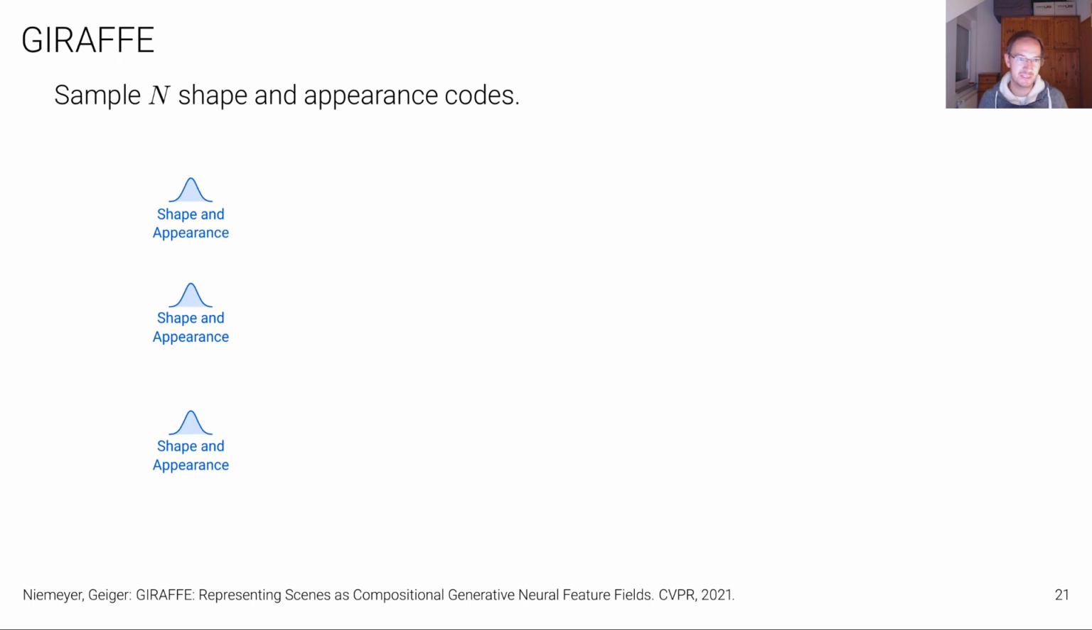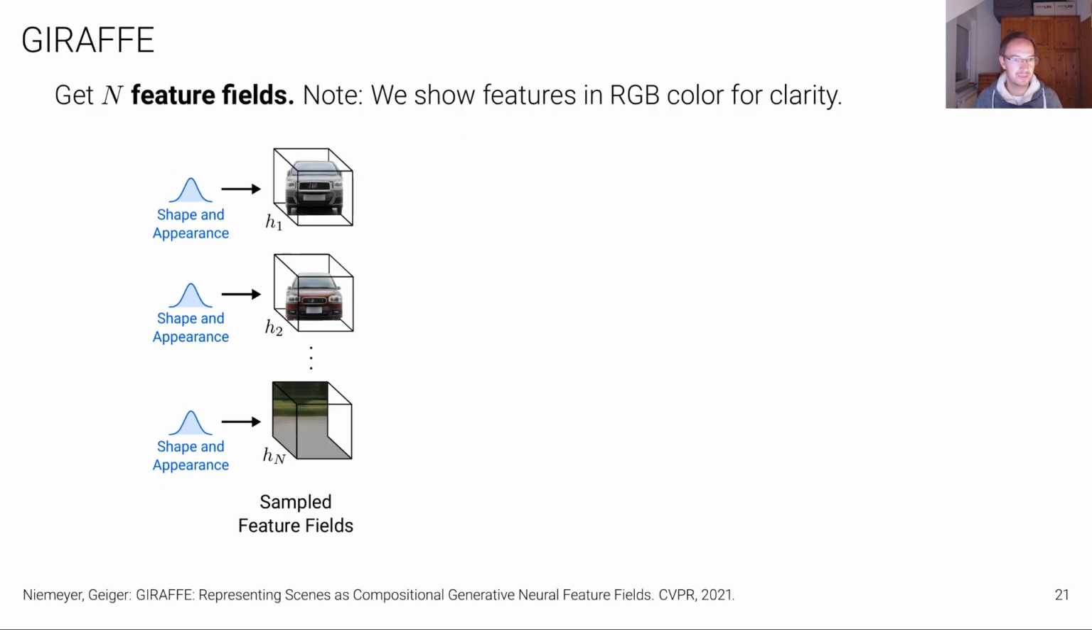Let's go through the model step by step. In GIRAFFE, we first sample N shape and appearance codes from latent shape and appearance distributions. And from those, using a conditional radiance field representation, we obtain N feature fields. This is now, unlike GRAF, not one feature field, but N feature fields which cover each individual object as well as the background.